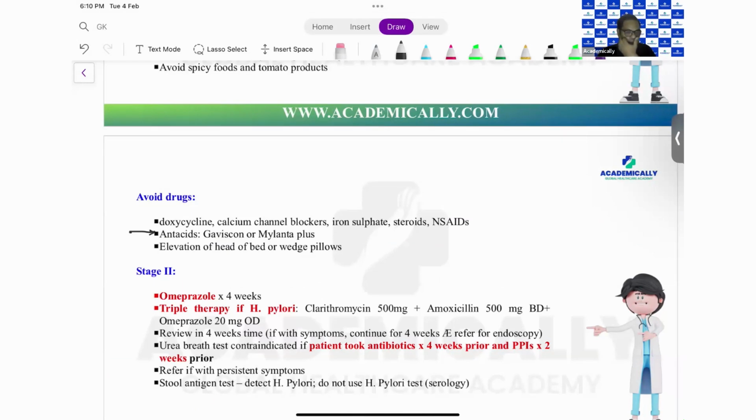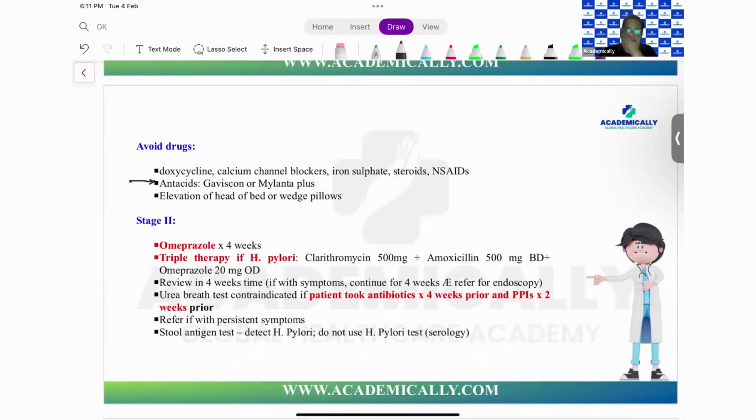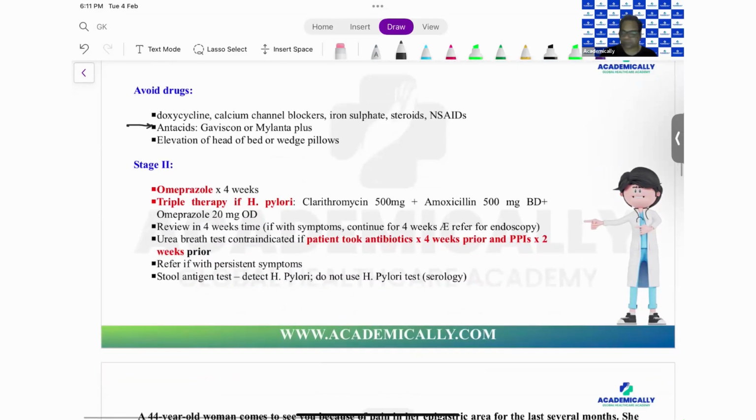Then if things are not getting better, you will start with PPIs, omeprazole. If you think that it is H. pylori, you can start with triple therapy. Then you will give it for 4 weeks. Then you will review with a urea breath test, if there is an ulcer or if there is persistence or something like this.